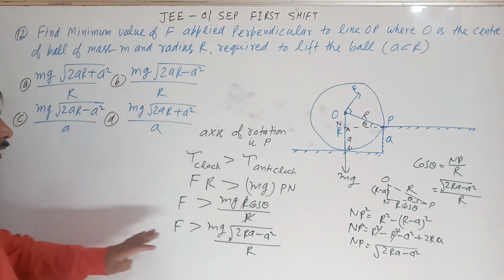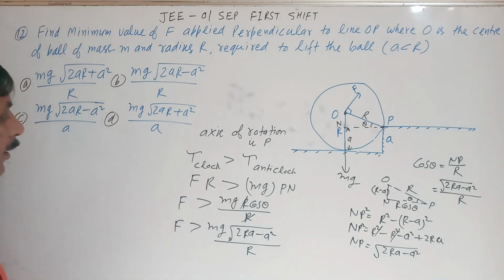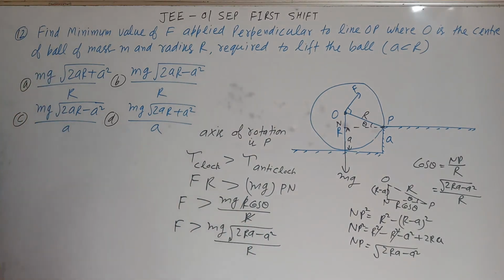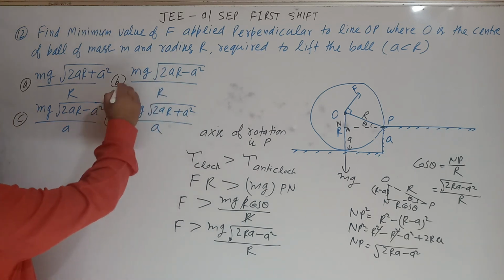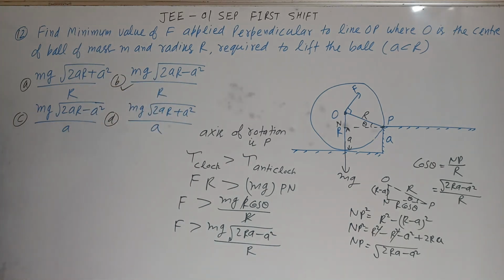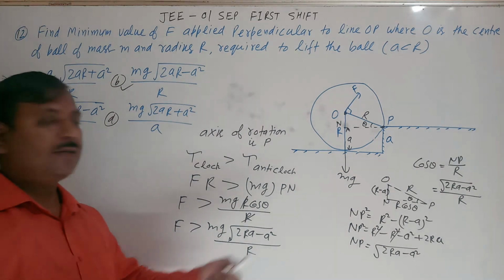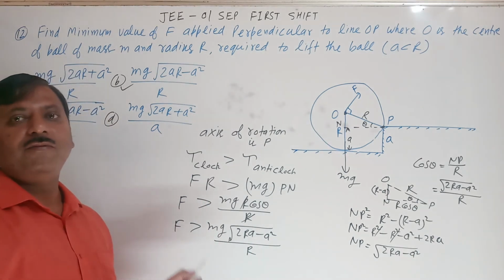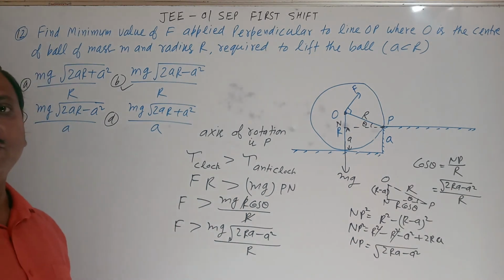So here we can see F should be greater than this. The minimum value of F to lift the ball, so that is what? mg under root 2ra minus a square upon r. So we can see here B option is the correct one. For lifting the ball, rotational torque clockwise should be greater than torque produced by weight in anti-clockwise. So here we can find the required value of force, minimum force.